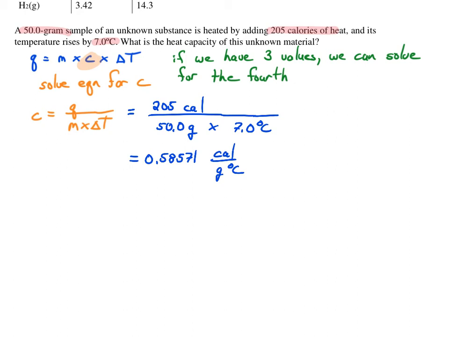Now all we have to do is to go back and look at our sig figs. We look at all the numbers that go into our final result. 2 sig figs, 3. This also has 3. So we're limited to 2 sig figs. We're going to be rounding up because the first number to be dropped is 5. So this is 0.59 calories per gram degree C as our final answer.